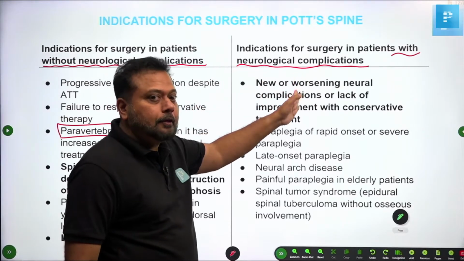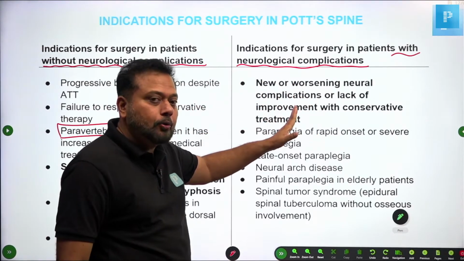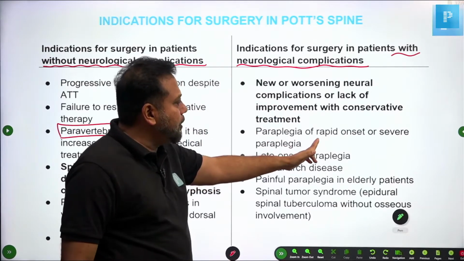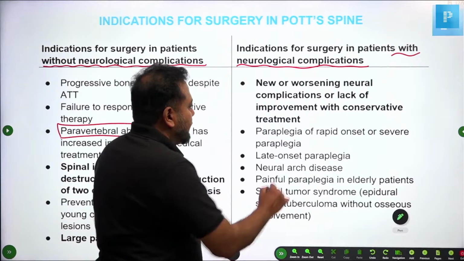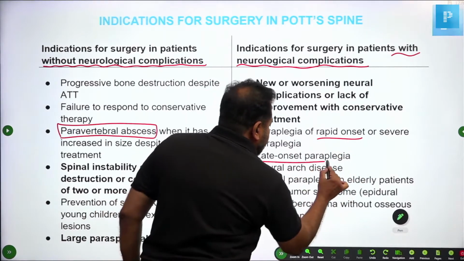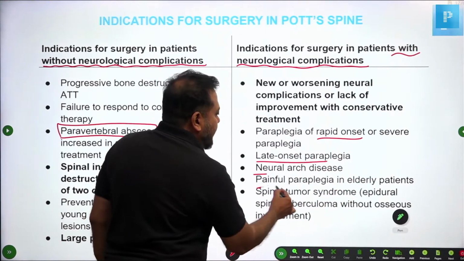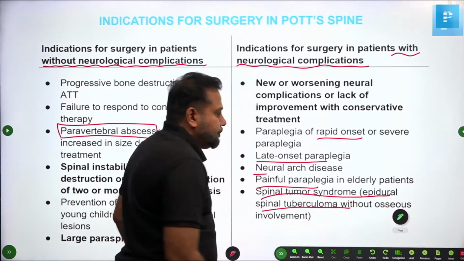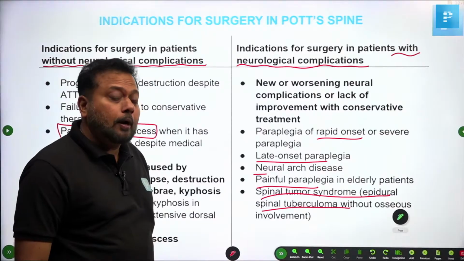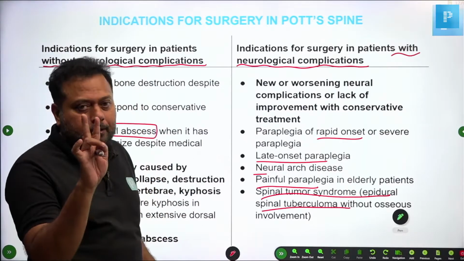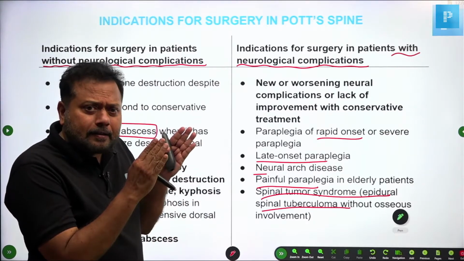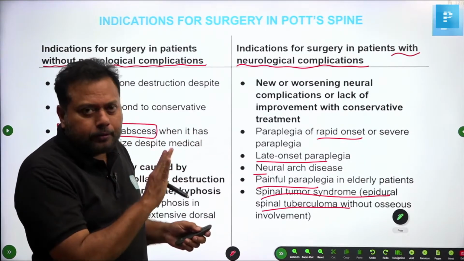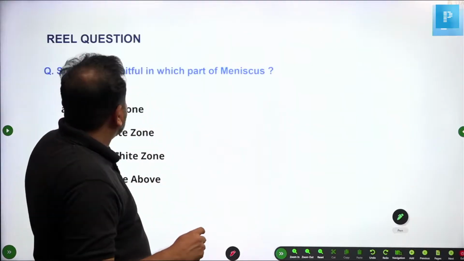Indications for surgery with neurological deficit. The patient is coming to you with some neurological deficit: new or worsening neurological complication, paraplegia of rapid onset or severe paraplegia, late onset paraplegia, neurologic disease, painful paraplegia, spinal tumor syndrome, epidural spinal tuberculoma. You have to go for surgery. Please read this. This is a concise, correct list of indications from a standard textbook. Please confidently follow this. Read it twice or thrice. Go to the next question.